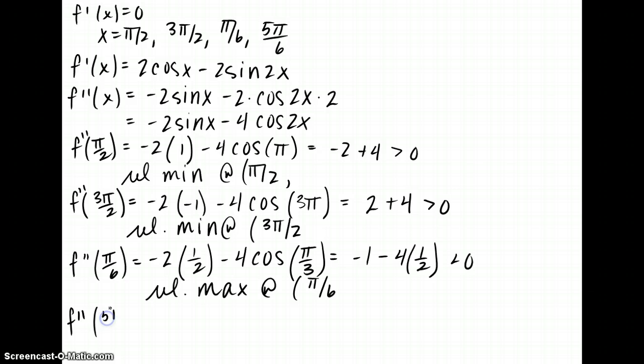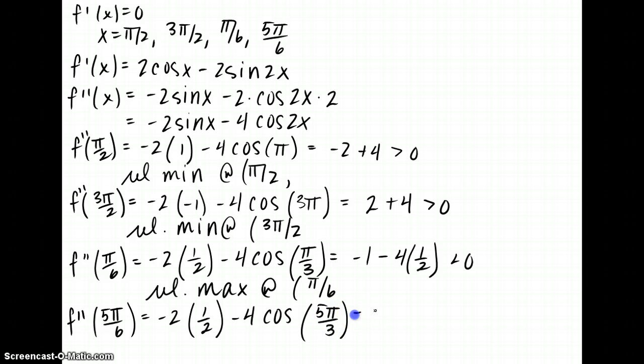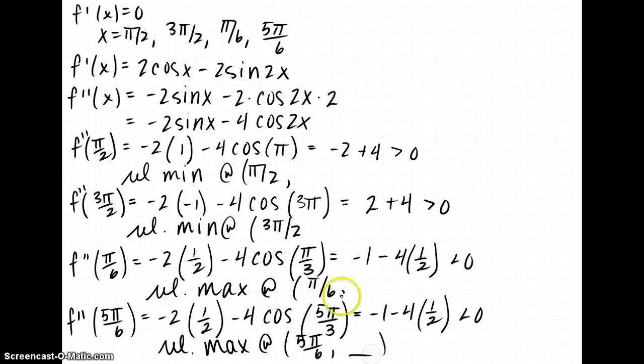And the second derivative at 5 pi over 6: negative 2, sine is also positive in the second quadrant, minus 4 times the cosine. 2 times 5 pi over 6 would give us 5 pi over 3. That's a fourth quadrant angle, so the cosine is positive 1/2 in the fourth quadrant as well. Also a negative second derivative, and therefore a relative max also occurs at 5 pi over 6. So in the essence of time, find the y coordinates of the relative extrema.